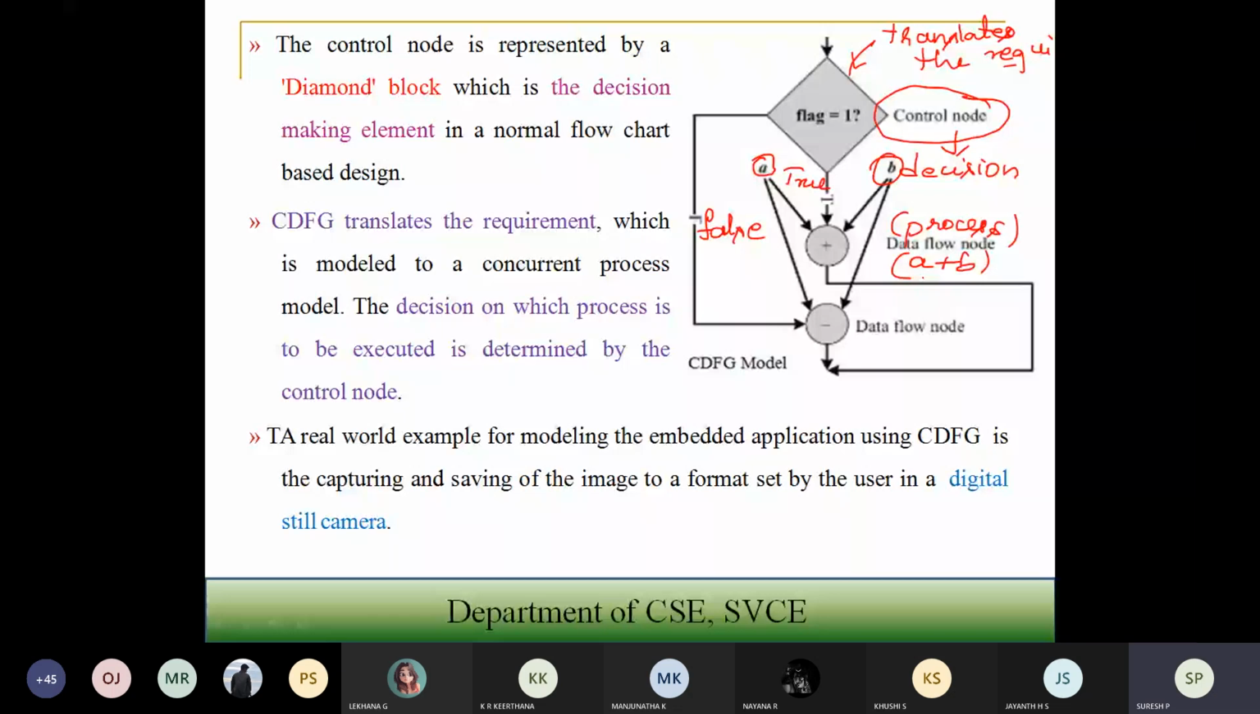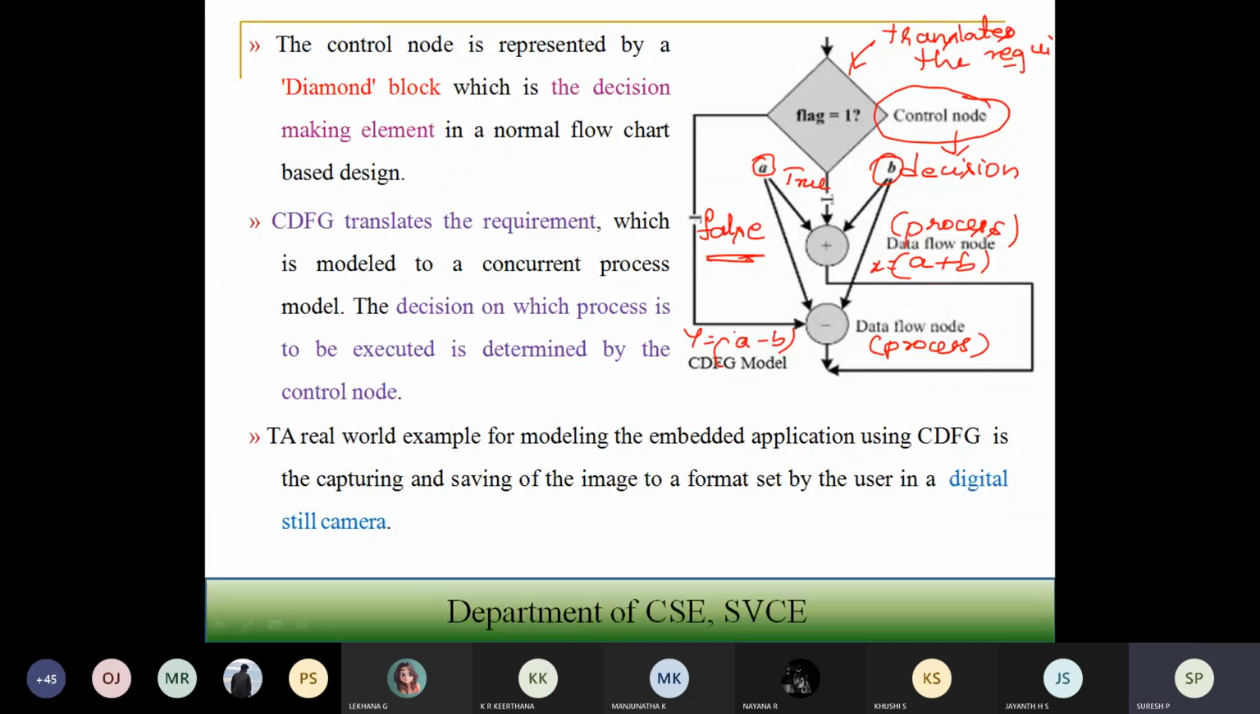Now, if this particular decision goes false, that means your flag is not equal to 1. Then this particular node has to execute, and what type of process it has to do will be determined. It has to do the subtraction operation. So if it is false, a and b are there, again a minus b. So x is equal to a plus b or y is equal to a minus b, it is going to perform that operation.